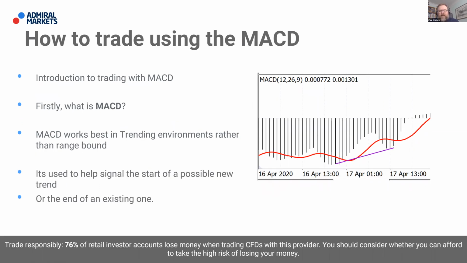So as we talk about MACD, it would help for some people to understand what the MACD is. We know it's the Moving Average Convergence Divergence, but what does that actually mean? That's a lot of long words. How does that actually help us as traders?